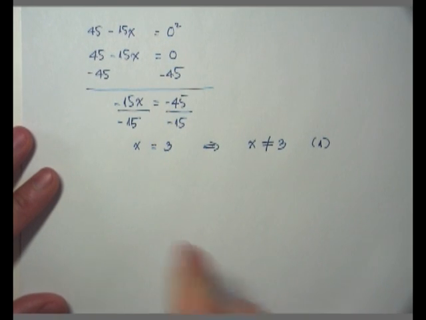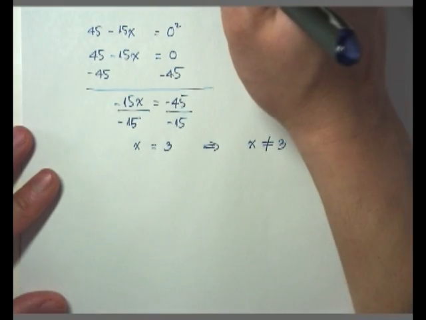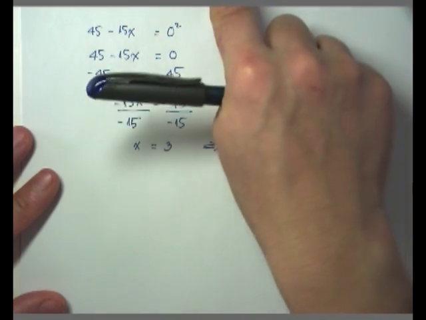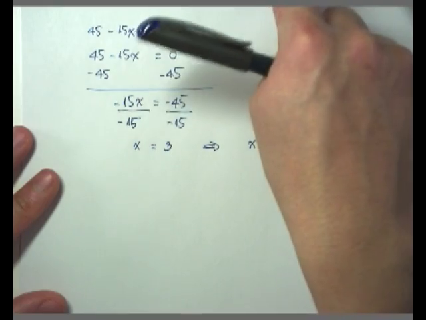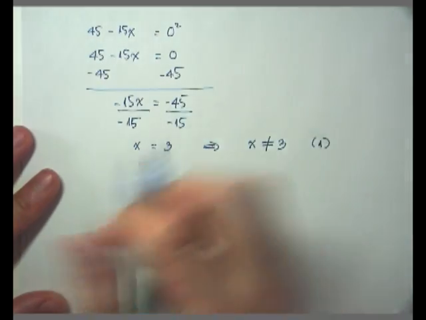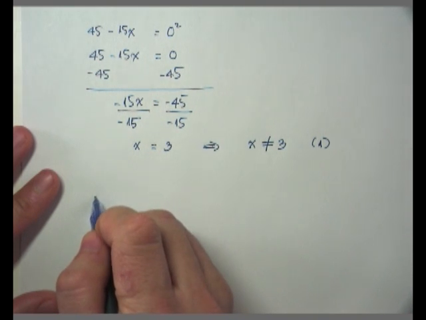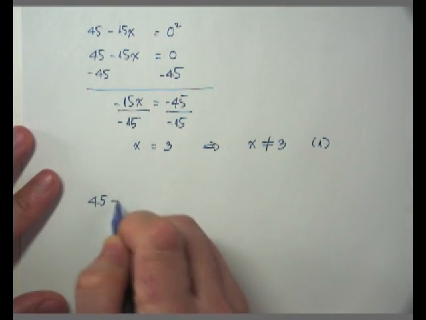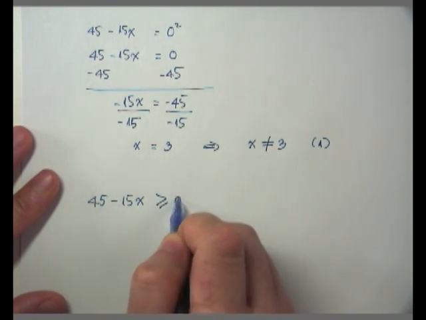Now, to find condition number 2, let's go back. The other concern here is a square root. I have a square root in the denominator. And so look at the square root. The quantity underneath the square root cannot be negative, meaning the quantity 45 minus 15x must be greater than or equal to 0.